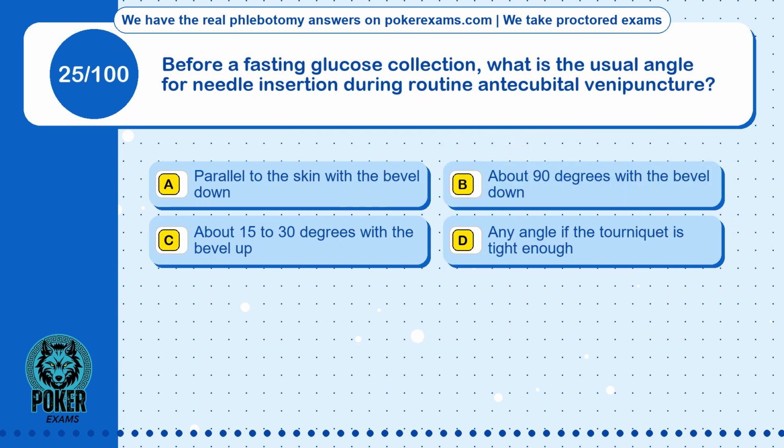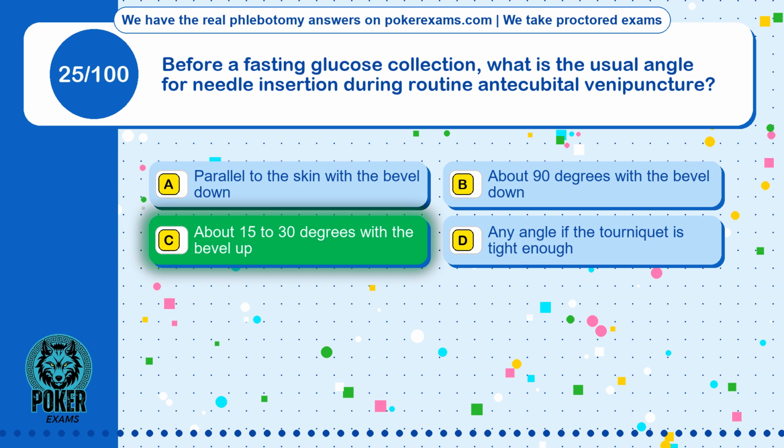Question 25. Before a fasting glucose collection, what is the usual angle for needle insertion during routine antecubital venipuncture? Option A, parallel to the skin with the bevel down. Option B, about 90 degrees with the bevel down. Option C, about 15 to 30 degrees with the bevel up. Option D, any angle if the tourniquet is tight enough.